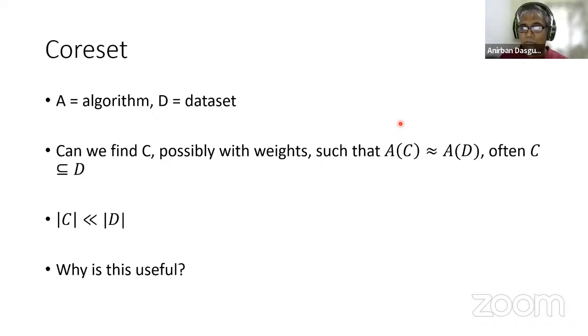So why is this useful? Well, given the two constraints, that the size of C is much less than the size of D, and that the result of A on C is more or less the same as the result of A on D, it seems like I could really be running A on C and giving you the result.